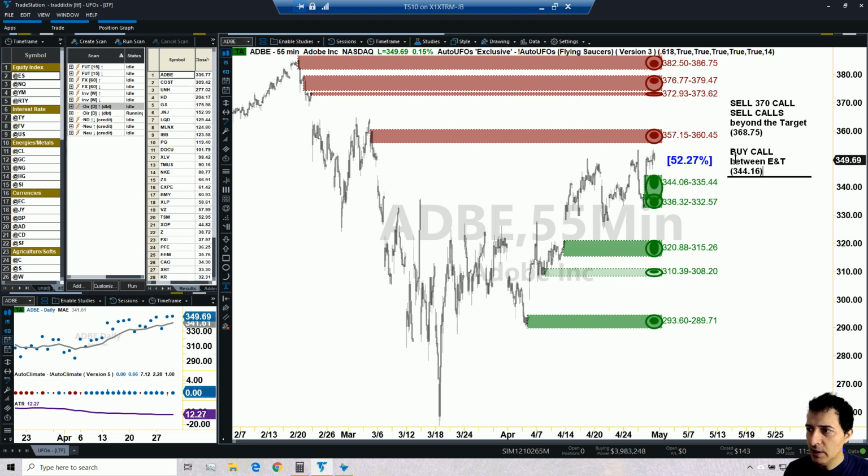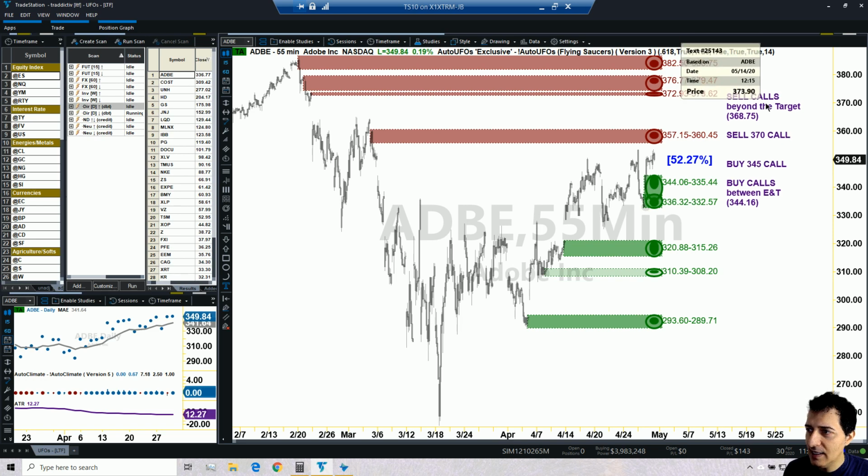So in other words, which call am I going to buy? Well, a good starting point could be to look at what happens if I buy the 345 calls and I sell the 370 calls at the same time. And let me do this, by the way, so it may be a bit more visual if I put it like this. So you are basically buying the 345 and selling the 370.